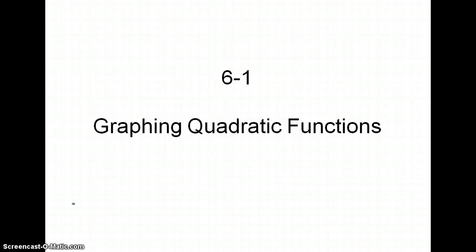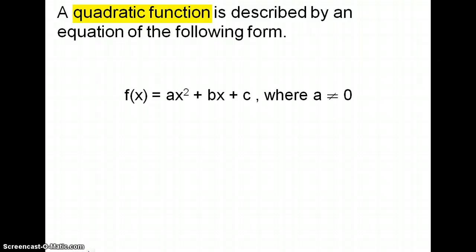Alright, starting chapter 6. 6.1 is graphing quadratic functions. A quadratic function is described by an equation of the following form. F of x is ax squared plus bx plus c, where a is not 0.